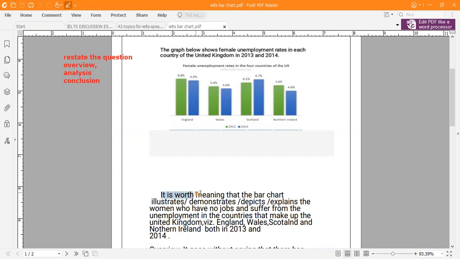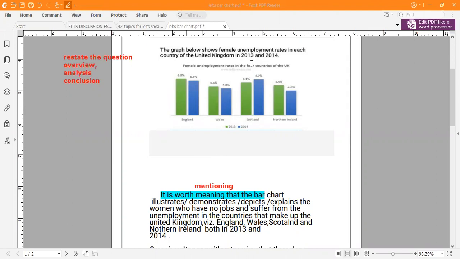So you can start with any sentence you like, like: it is worth mentioning that. It is worth mentioning that. It is worth mentioning, الجدير بالذكر. It is worth mentioning that. So he said here the bar graph, so you would just say the bar chart.